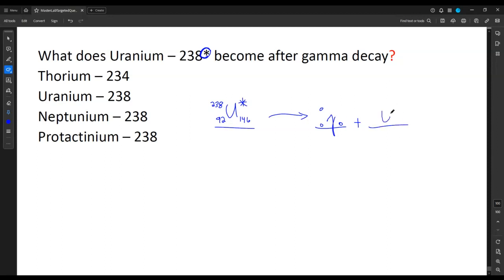So technically what we get from that is still uranium, and exactly the same kind of uranium, but now just with less energy. So notice that the little star is gone. It goes from an excited state, drops back down to just regular uranium. Not only is there no change in protons, there's no change in nucleons, neutrons, nothing. It's exactly the same thing, just now with less energy. All right, and that's it.